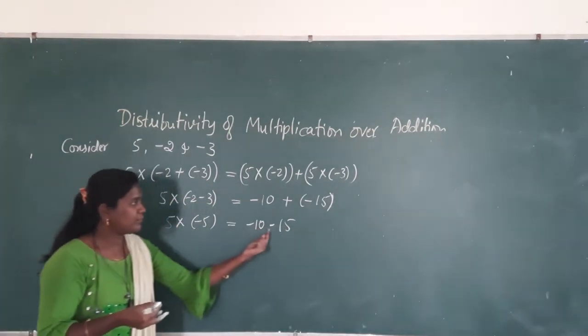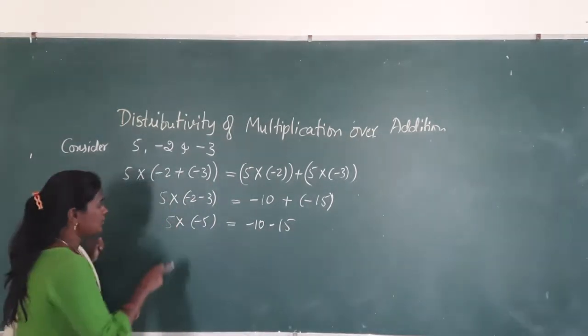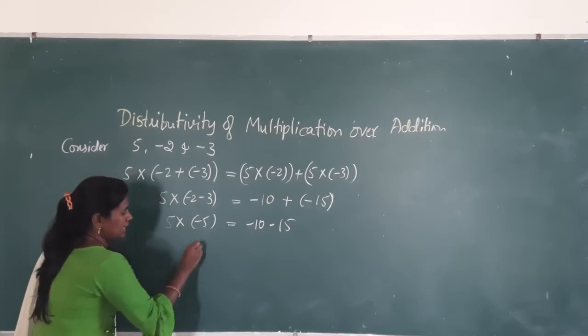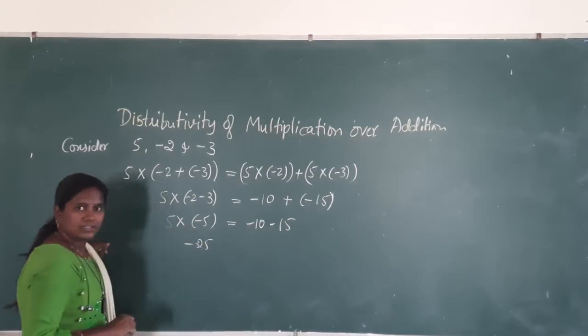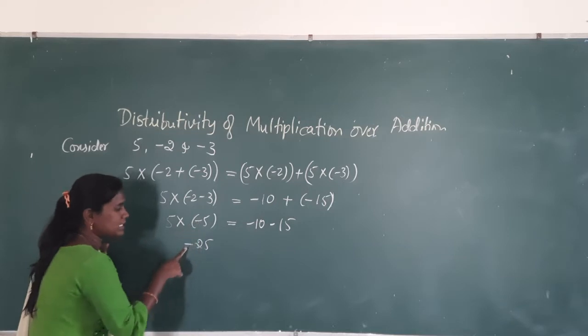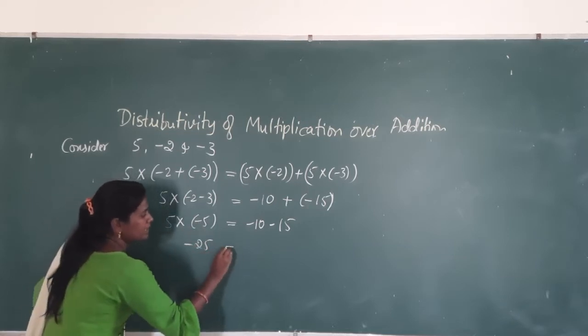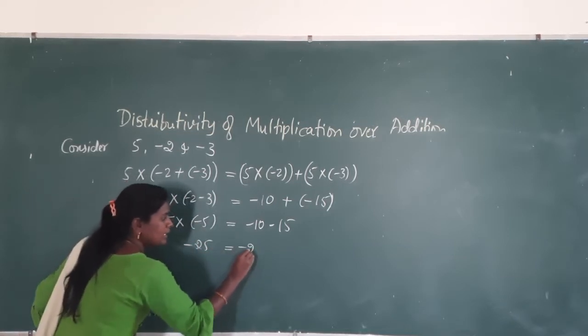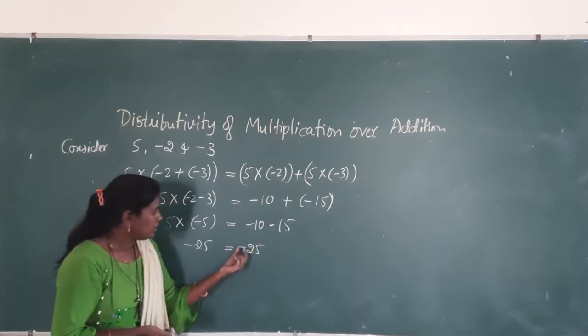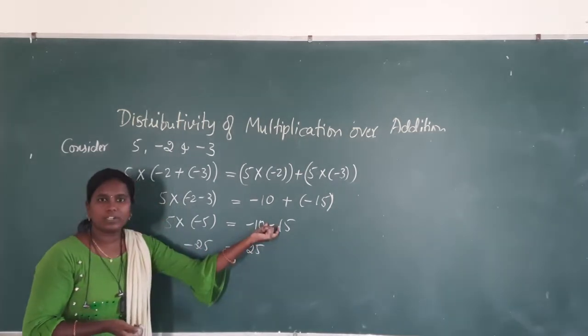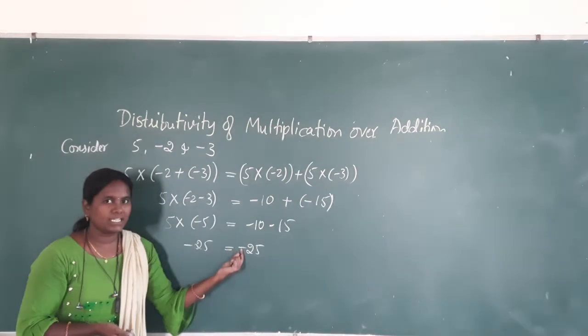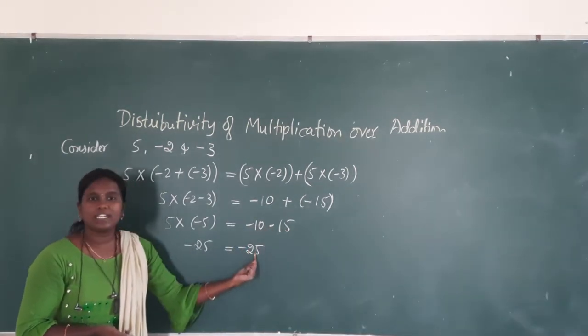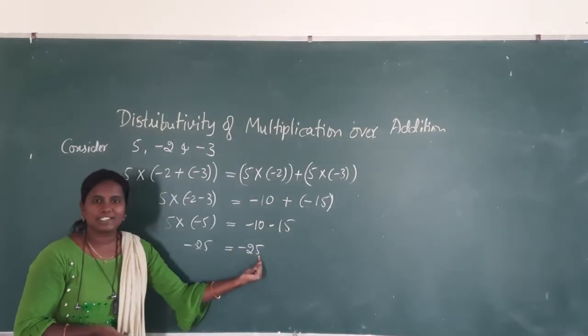So now 5 5s are 25, minus. So minus 25 plus into minus is minus, 5 5s are 25. That should be equal to minus 25 only. See whether this minus 25 is equal to minus 25 only. Both are carrying same sign, so minus 10 plus 15, 25. Minus 25 is equals to minus 25.